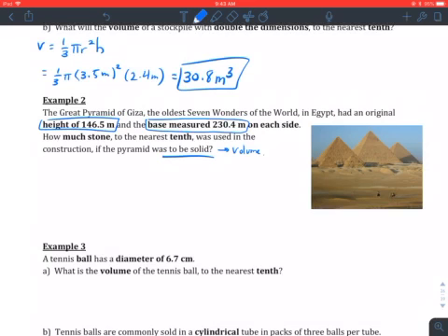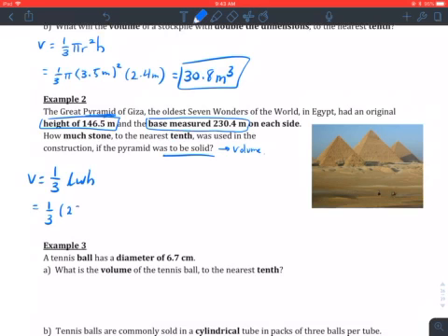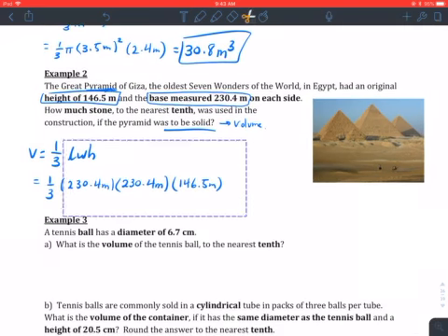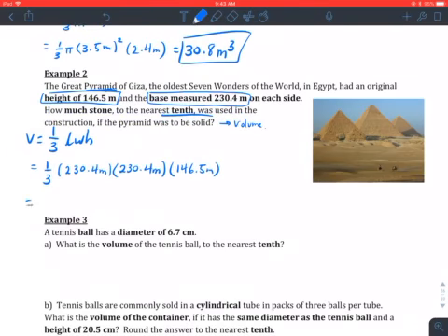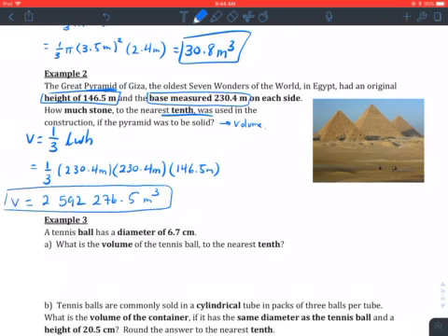So we have to figure out what shape this is, and conveniently enough, it tells us it's a pyramid. And our formula for the volume is 1/3 length times width times height, and we can go ahead and put in all of those values. So the base measures 230.4 meters, the width 230.4 meters, and the height is given to us as 146.5 meters. When we grab our calculators, put in those numbers, to the nearest tenth, we get 2,592,276.5 meters cubed as the volume of stone needed.